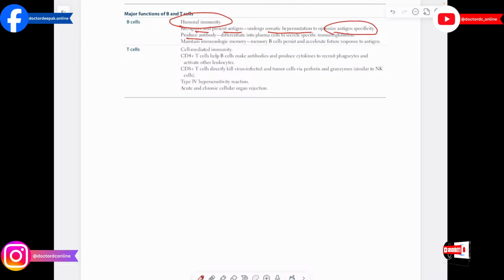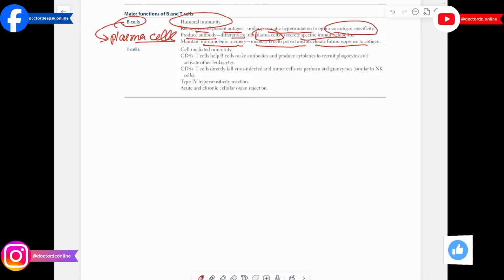And second, they produce antibodies, differentiating into plasma cells to secrete specific immunoglobulins. They maintain immunological memory, and their memory persists and accelerates future responses. And second, most important thing, they inactivate their B cell identity: when they start forming antibodies, they become plasma cells. And plasma cells are going to produce different antibodies.